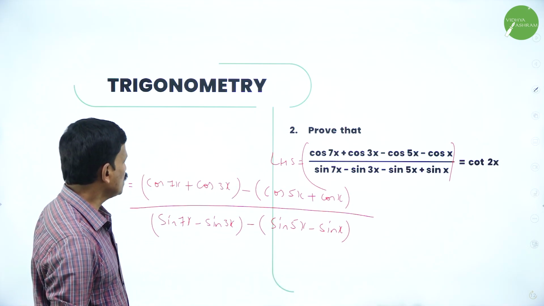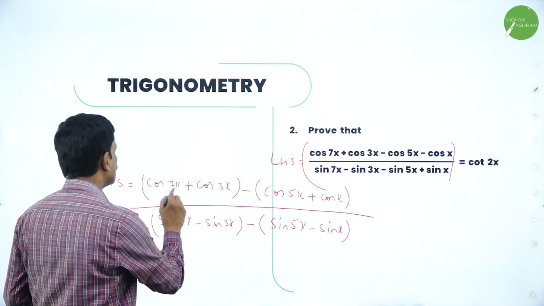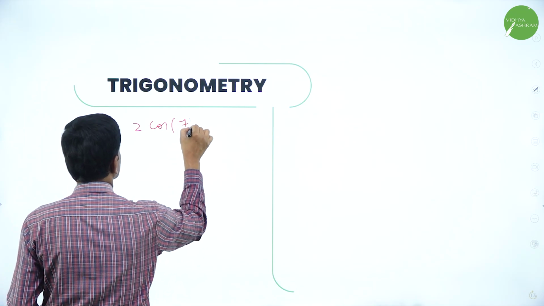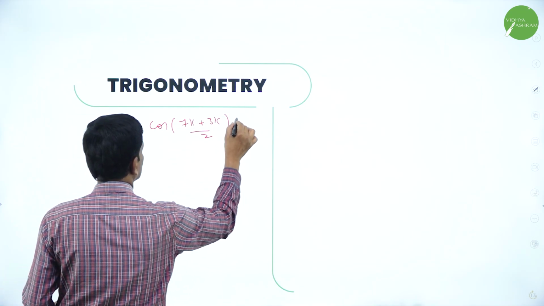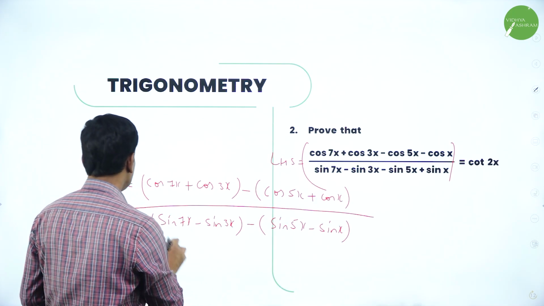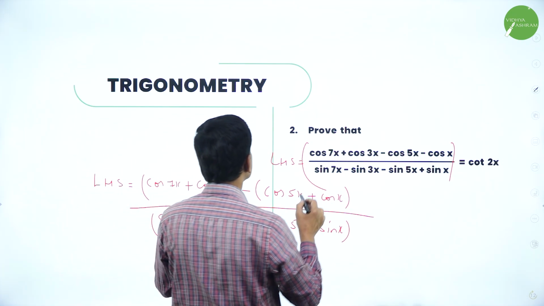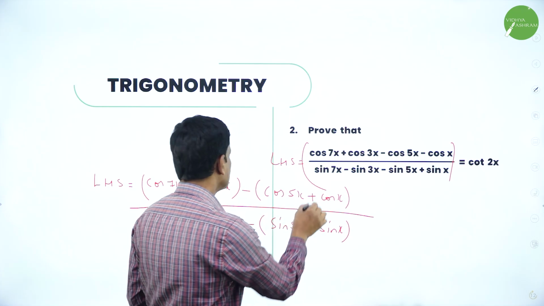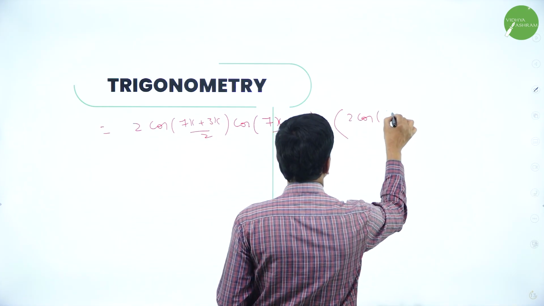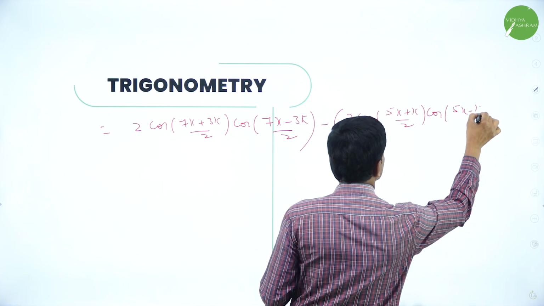Okay, now if you observe carefully, this is of the form cos C plus cos D and sin C minus sin D. Cos C plus cos D is equal to 2 cos((C plus D) by 2) into cos((C minus D) by 2). So cos C plus cos D is 2 cos((C plus D) by 2) into cos((C minus D) by 2), minus, again this is cos C plus cos D, where C is 5x, D is x.